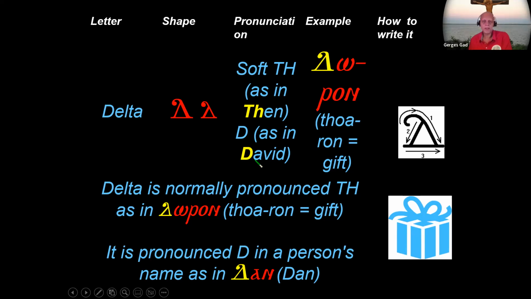Ghamma could be pronounced like a D if it's in a person's name, a proper name. Like here we have delta alpha nay. So this is Dan, Dan. Okay, so this is delta. The usual pronunciation is like a TH, and it could also be a D.